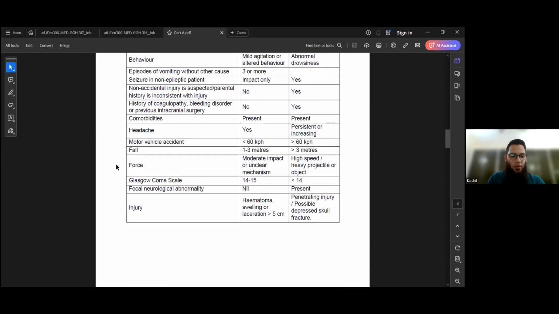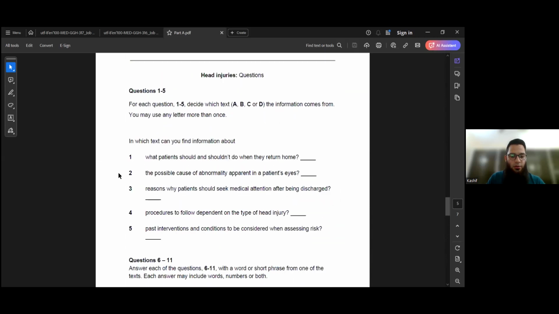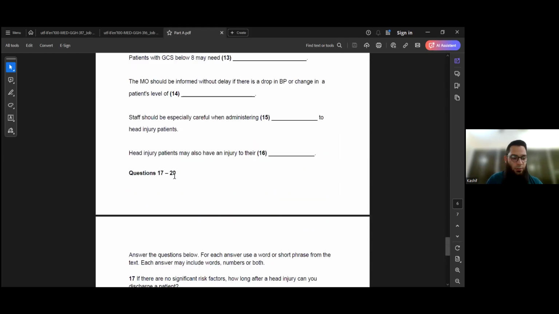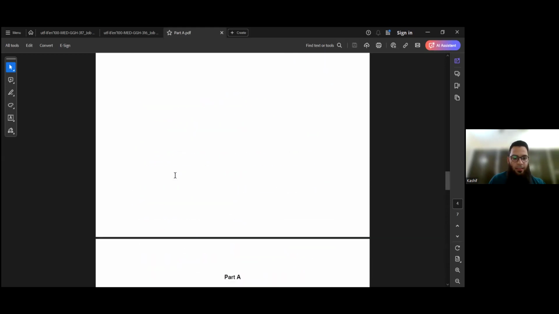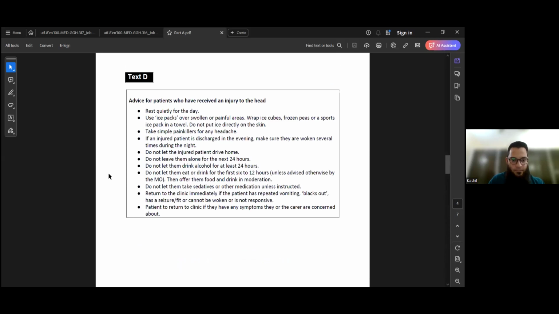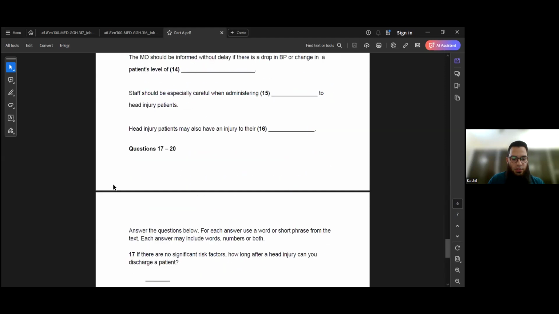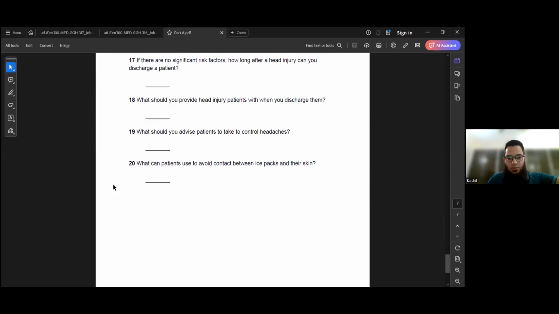Okay, I think it's enough. And the other thing is the 18th question: what should you provide head injury patients with when you discharge them? What you should provide them. It is given in the text D. Okay, please have a look quickly. Okay, now the second last question is what should you advise patients to take to control headaches?